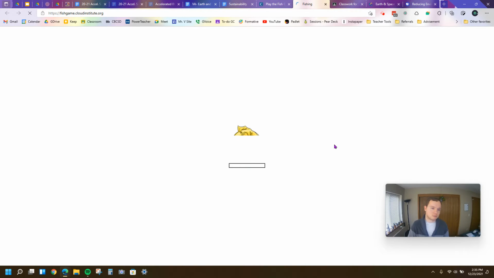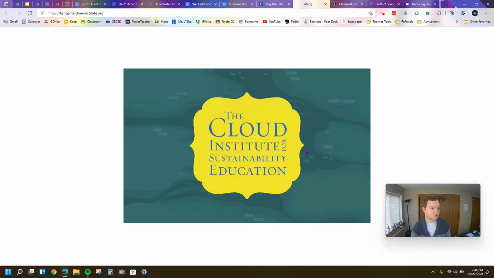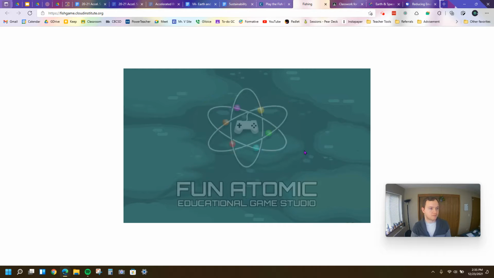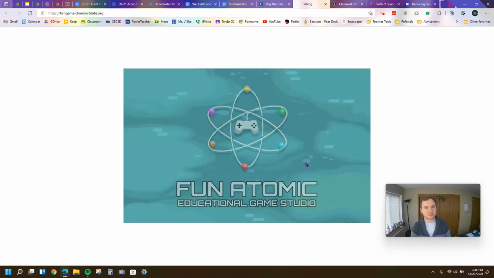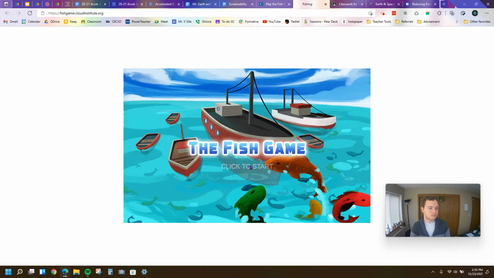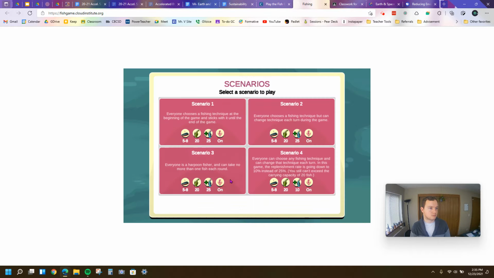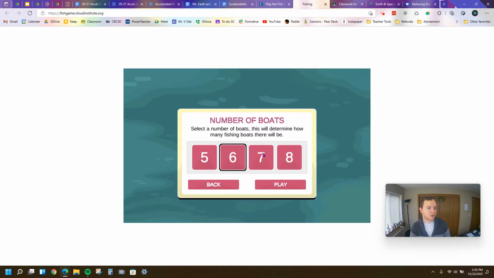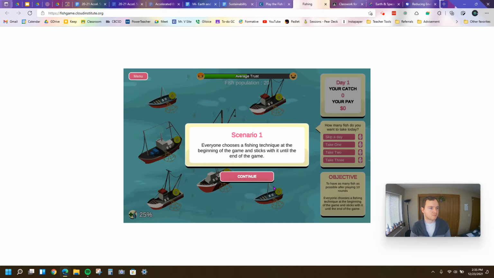When the game pops up, The Fish Game, that's a really inventive title that they came up with, you're one of many fishermen in this little lake. Oh, so you're going to pick a scenario. We'll just pick one at random. You pick the number of boats, basically the other people that are going to be fishing with you. I'm going to pick a high number.